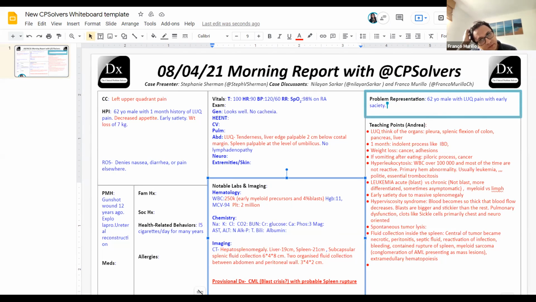Undoubtedly. I mean, supposedly such a simple case of CML. It's something we study in second year, and that fluid collection part totally stunned me. I've never seen it. I've never heard about it. And it's something that I will definitely read up on, including that myeloid sarcoma pearl.